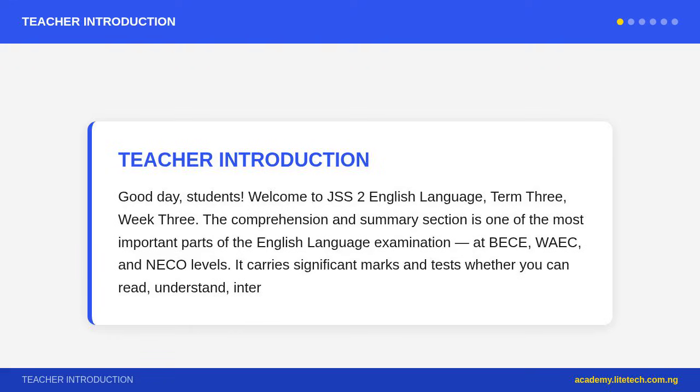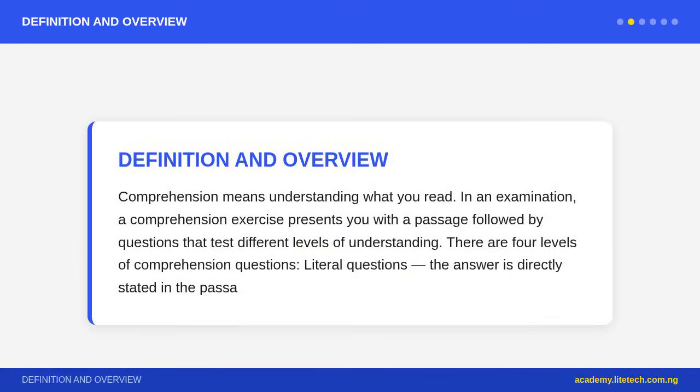Summary writing is different from answering comprehension questions. In a summary, you are asked to select specific information from the passage and present it in your own words, in a condensed form. The examiners are testing your ability to identify relevant information, your ability to rephrase without distorting meaning, your ability to write concisely and accurately, and your ability to organize information logically.